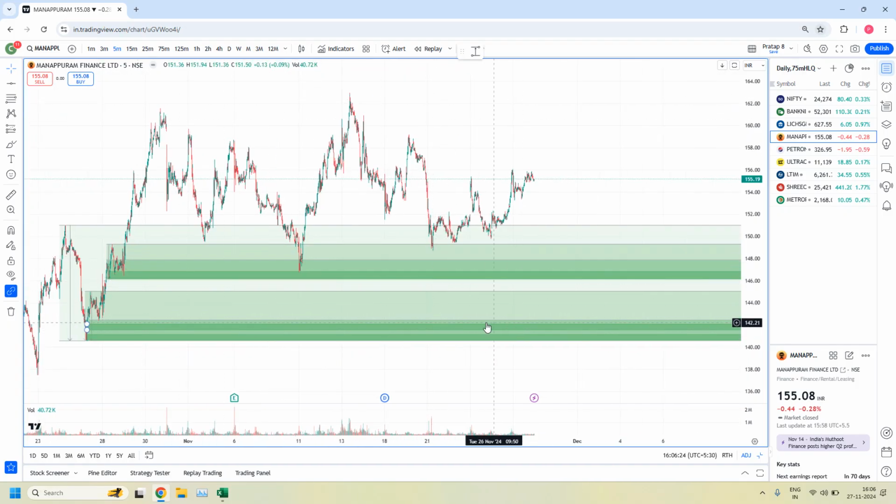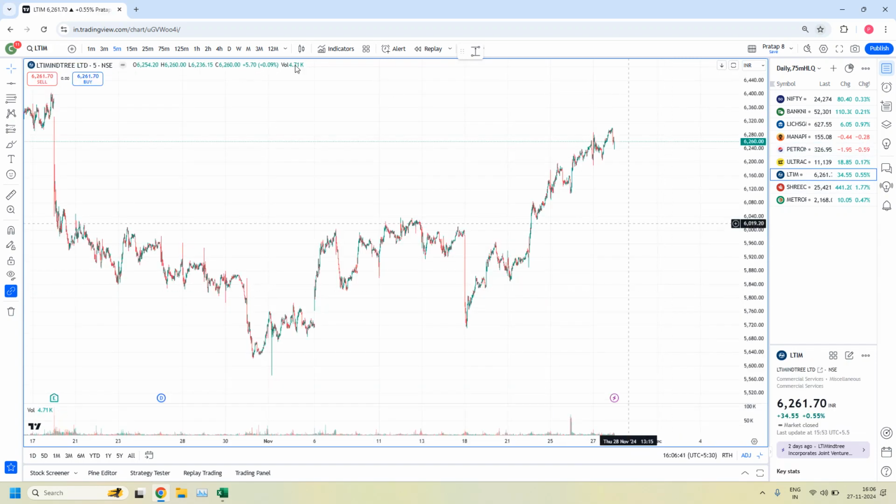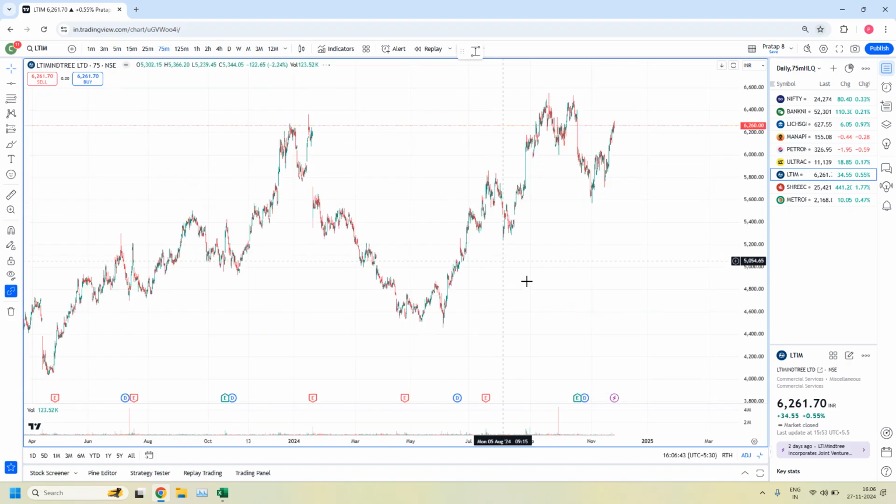So if prices want to reach up to this level, first this high liquidity zone has to be violated. Anyway, today prices did not enter into the zone. Petronet we discussed, Ultratech Cement we discussed, L&T, Mindtree, this we also discussed previously, or it's a new zone.